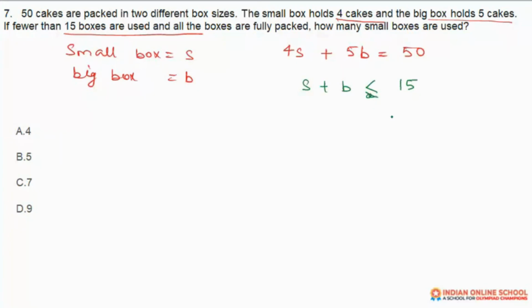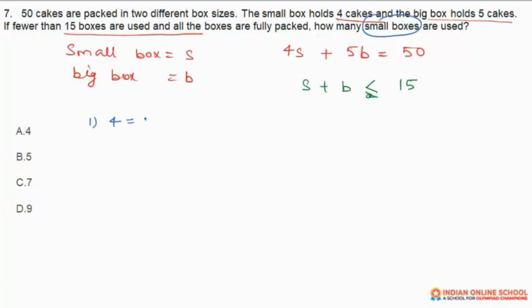Okay, so in this question again, they are not saying how many boxes they have used, and they haven't said whether the small boxes are more or the big boxes are more. They haven't given any kind of condition. So again we will go with the options. The first option is 4, because the question is asking about the small box.